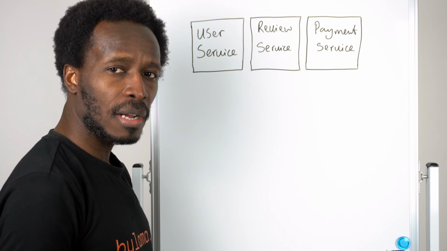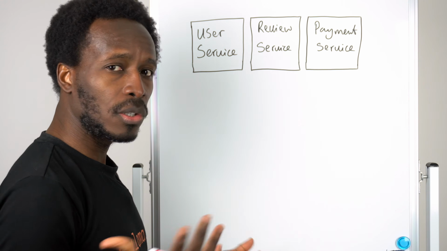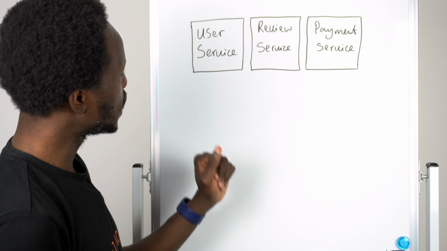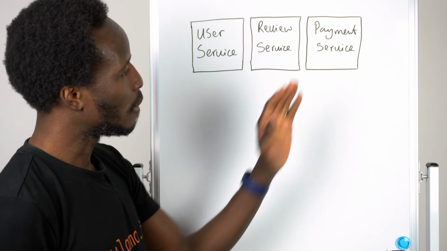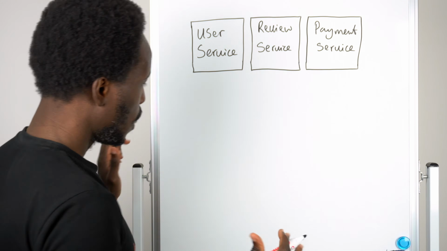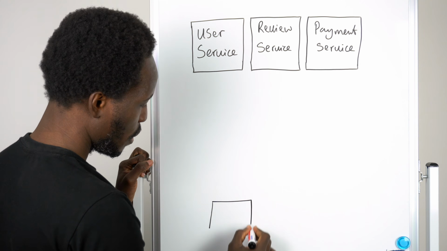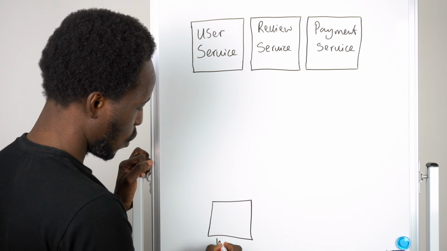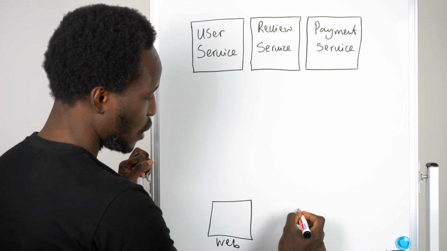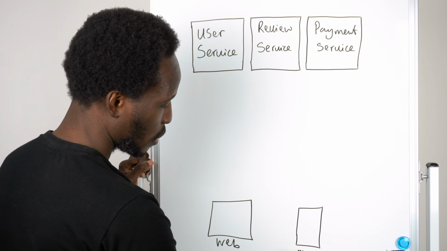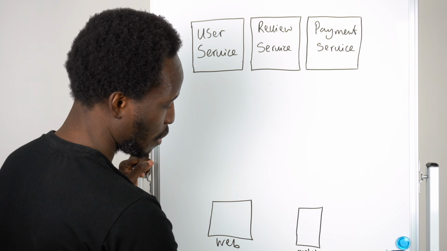So let's say you have a platform that uses microservices. In this case, we have three services: user service, review service, and payment service. When you have clients, let's say you have a web application here. So you have a web client, and you also have a mobile client for this platform, right? So you have your mobile app.